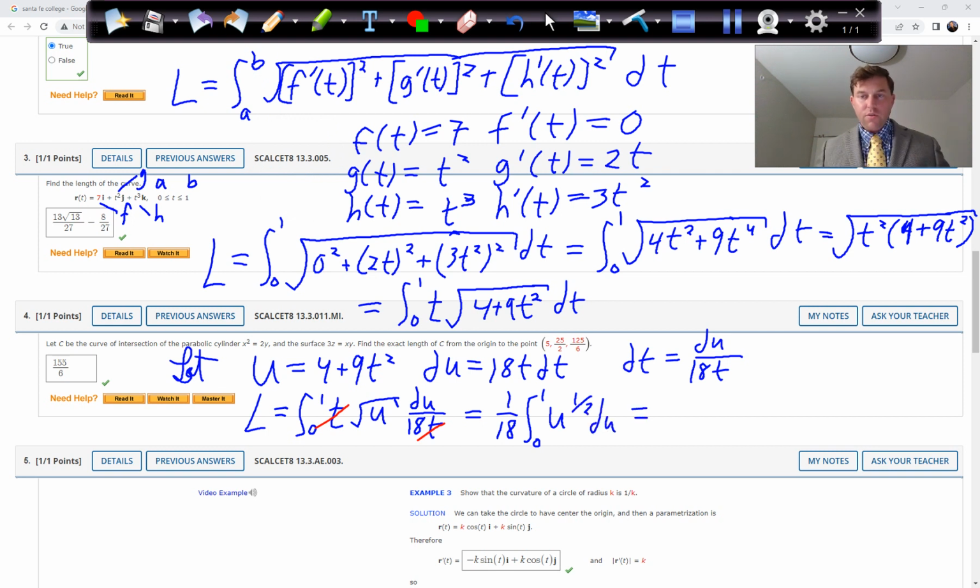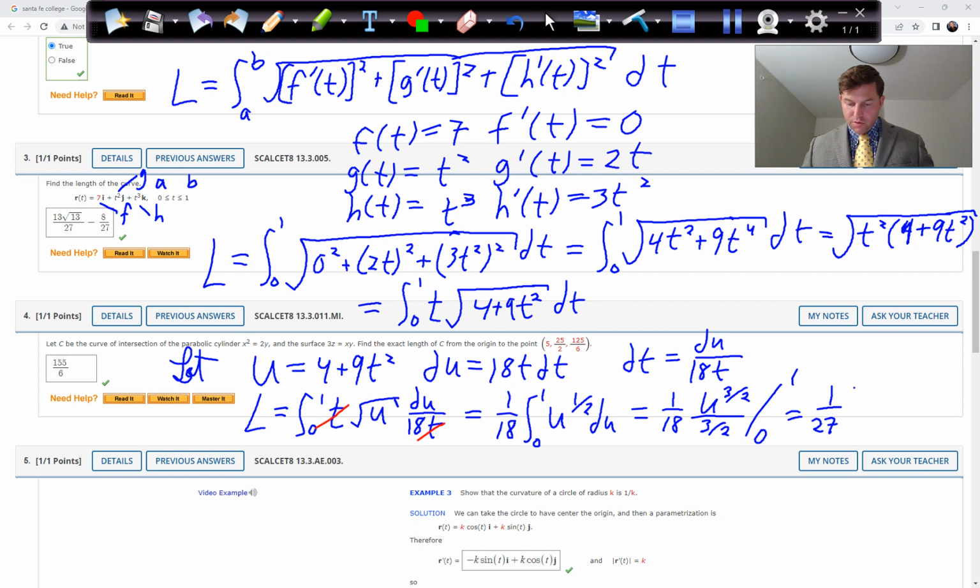The antiderivative of u to the 1/2 would be u to the 3/2 over 3/2. So add 1 to that. So this would be 1 over 18, u to the 3/2 over 3/2. And the du goes away, and we're still integrating 0 to 1. Well, this is going to equal 1 over 18. This is really like multiplying by 2/3. So you're going to get 1 over 18 times 2 over 3 is 1 over 27.